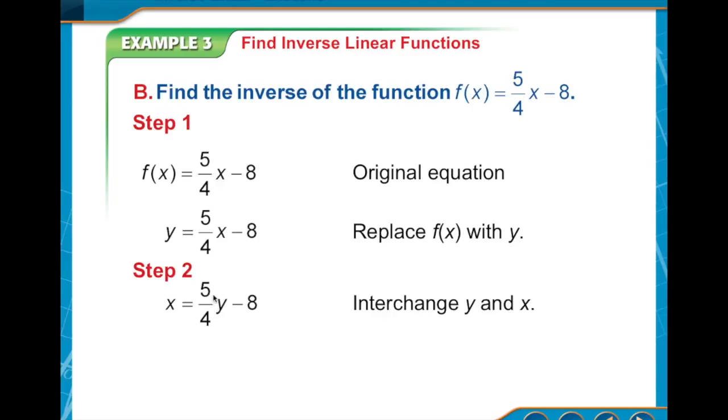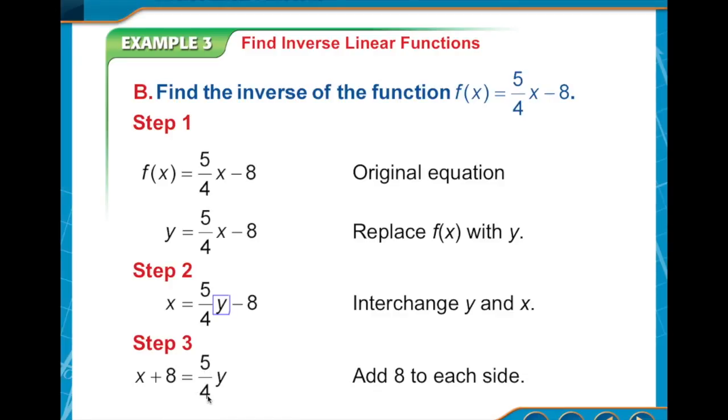And now we need to get the y value by itself. So to get y alone, what do we do? Well, we'll do the opposite operations. So to get rid of the minus 8, we'd add 8 to both sides. And then once we do that, how do we get rid of the 5/4? Well, to get rid of this 5/4, we have to multiply by the reciprocal, which is a fancy way of saying flip the fraction.